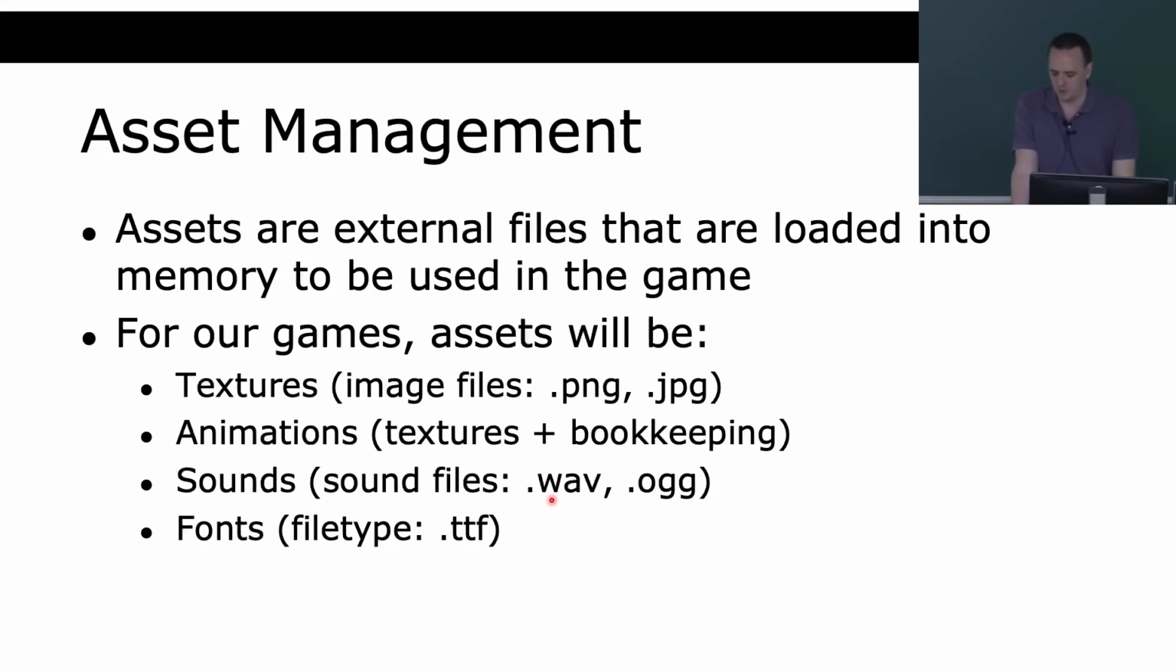So WAV files, typically, we would use a WAV file for a shorter sound clip, but an OGG file for a background music file, because WAV files are uncompressed and they're very large. You wouldn't want a 3-minute background song in WAV because it'd be like 30 megabytes or something like that. And also fonts. Whereas before in assignment 1 and assignment 2, we were just saying, hey, load this font, now we're going to store this in our asset manager.